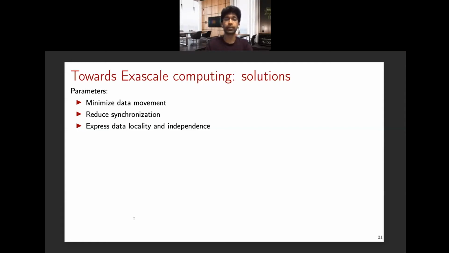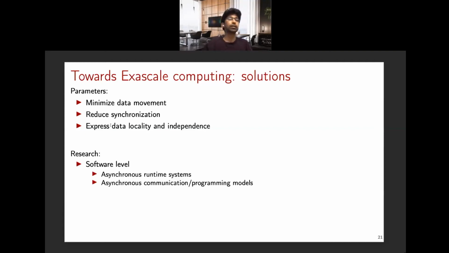That means you want to do as many computations as possible without any major communication or data movement requirements, because what people typically say is flops are cheap, but data movement is expensive as we move towards exascale. So if you consider that mantra, you want to optimize all of these parameters.